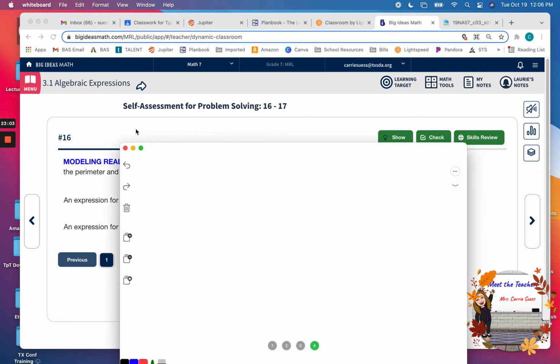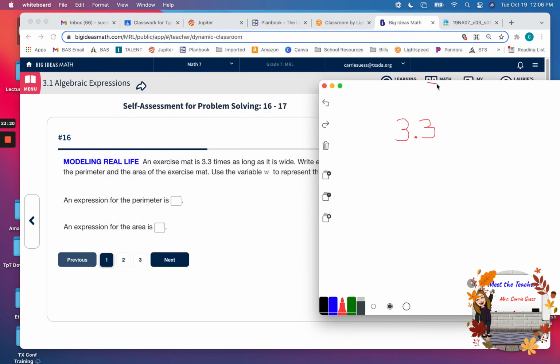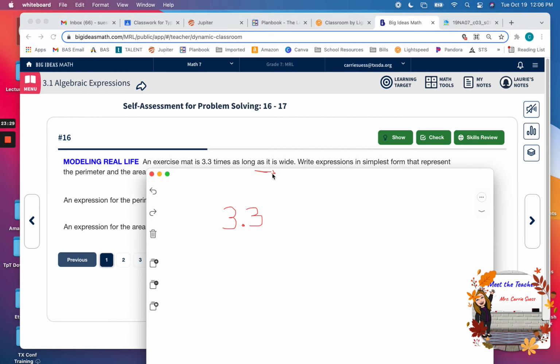Alright, 3.3 times as long as wide. Okay, so 3.3, where's my marker? If you're not going to pay attention, I'm not going to do this. If you want my help, fine. Okay, 3.3 times what? As long as it is wide. 3.3 times as long as it is wide. So 3.3 times W equals the length.